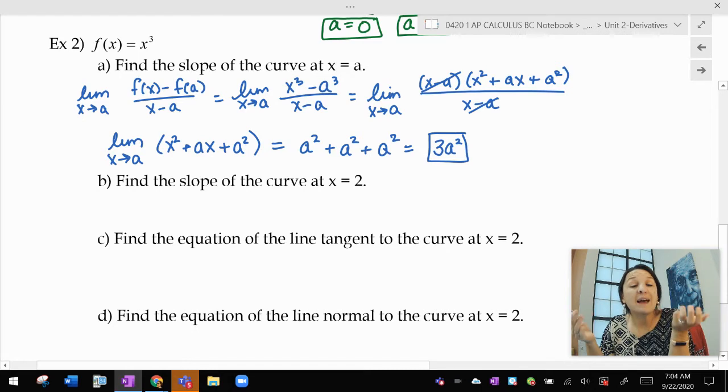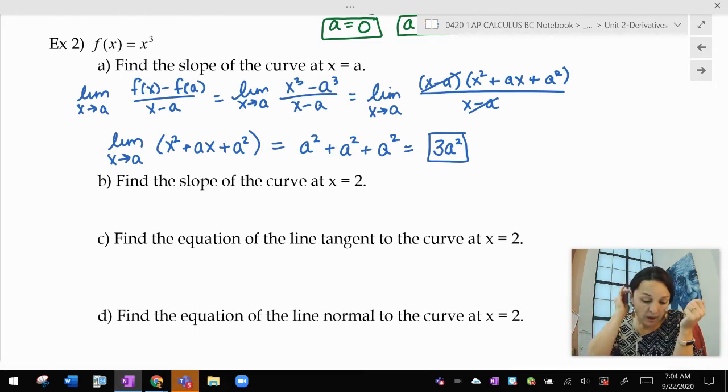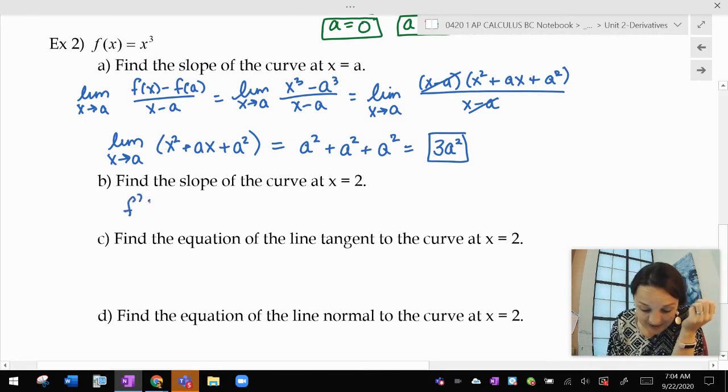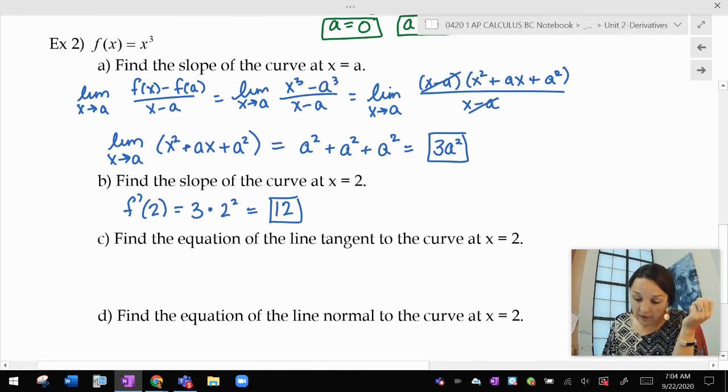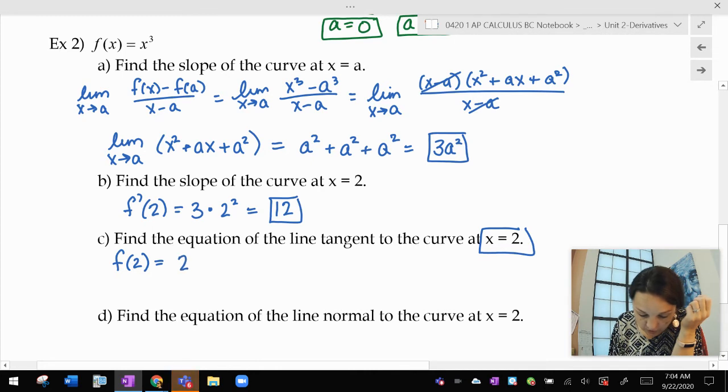So my derivative at any point is the square of that number times 3. All right? Find the slope of the curve at x equals 2. I'm really finding f prime of 2, which is 3 times 2 squared, which is 12. Find the tangent line at 2. A tangent line needs an x, needs a y, needs a slope. I just got the slope. I just got the x. I get the y from the original function. So I need f of 2, which is 2 cubed, which is 8.